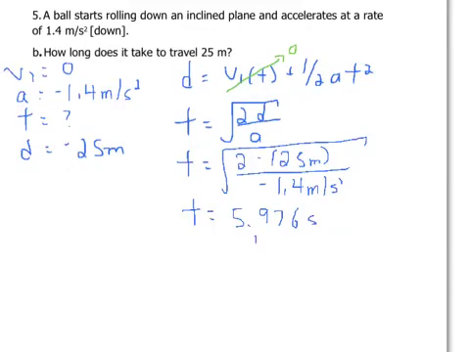Our calculator tells us it's 5.976 seconds. Rounding for sig digs, it becomes 6.0 seconds. And remember, time is a scalar quantity, so therefore there are no directions involved.